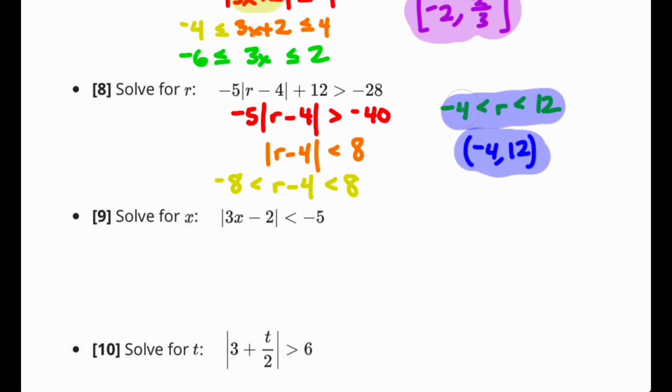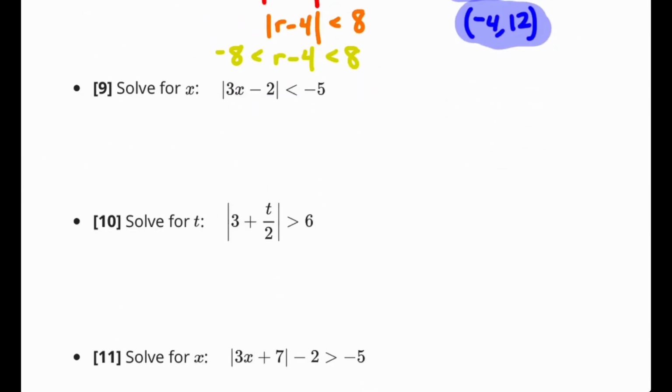And again, make sure you check that. A good number to check, probably between negative 4 and 12, is something like 0. Throw a 0 into that original one, you get negative 20 plus 12, which is negative 8, which is definitely greater than negative 28. So that works great. All right, number 9.